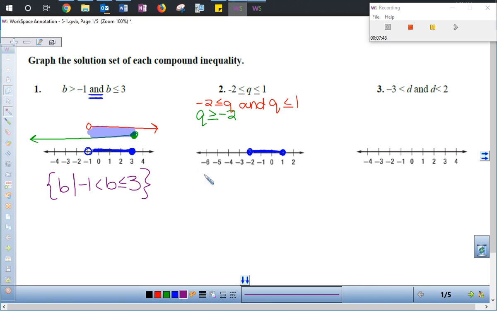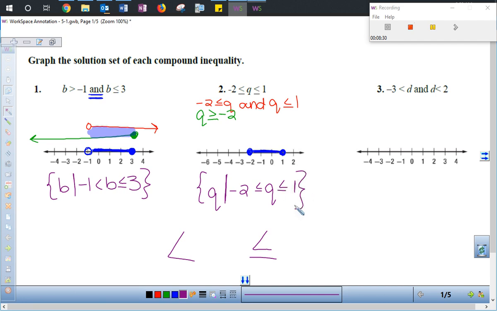Finally, we write it in set builder notation. So the set of all q's such that, now we just need to describe our graph like so. So you start with your starting point, which is -2. You end with the biggest number, which is 1. And the q goes in between. Now remember, the symbols will always point left, so you're going to use less than or equal to. So over the -2, since it's a closed dot, we're going to use less than or equal to. And over the +1, since it's a closed dot, we're also going to use less than or equal to.